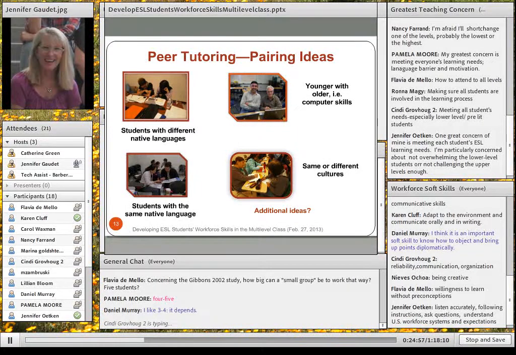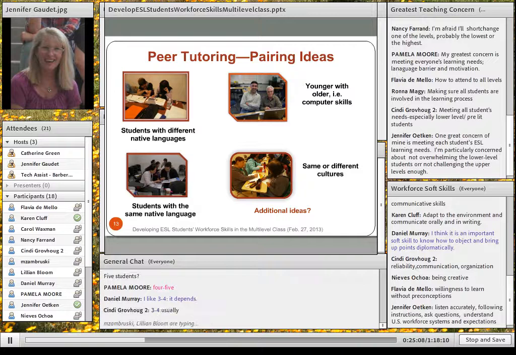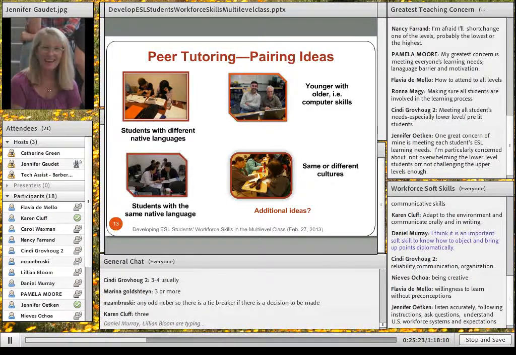Pamela says 4 to 5. Daniel says 3 to 4, it depends. I just tend to notice that the larger the group gets, the easier it is for someone not to participate. Sometimes I actually have a participation monitor, and they make sure that everybody gets a chance to speak and that everybody's participating. Karen says 3.